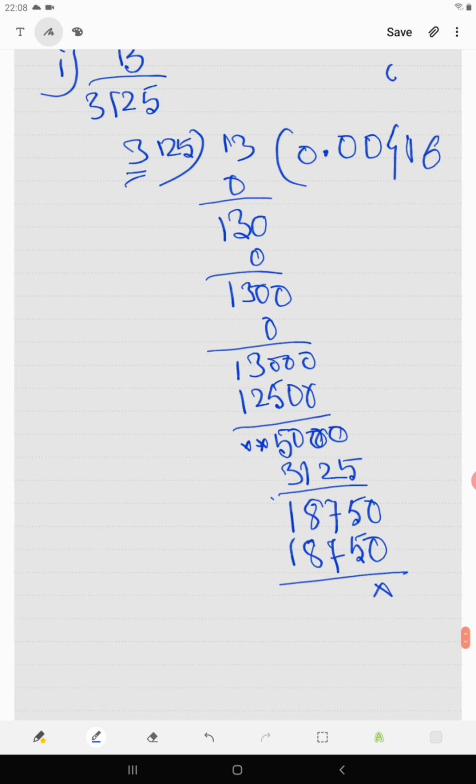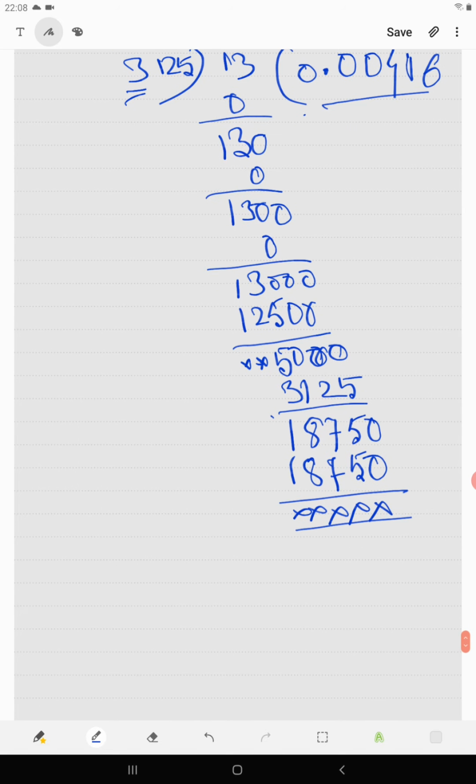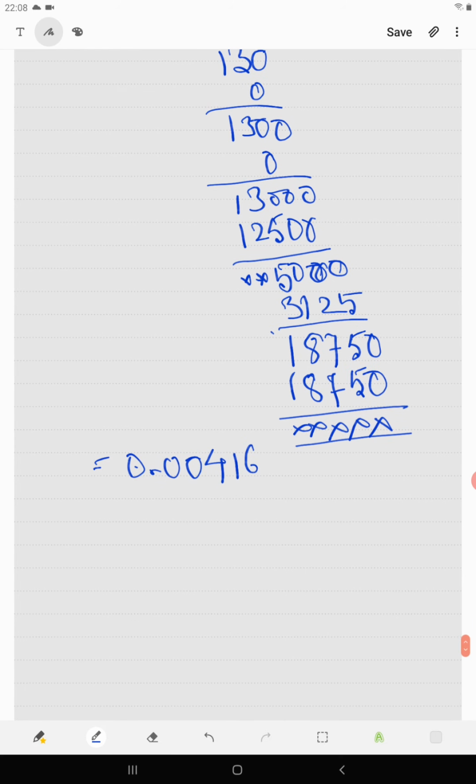So you see over here we have got exact values. Okay, so it's terminated after some digits, after the point. Okay, it got terminated. So what is the value we got? That will be the answer, 0.00416. As simple as that.